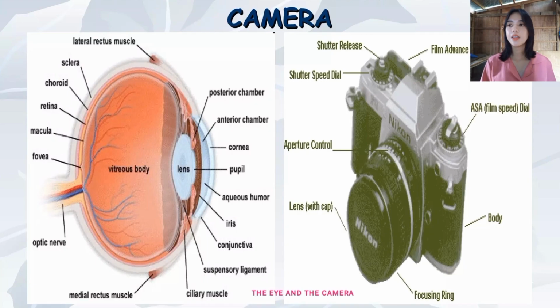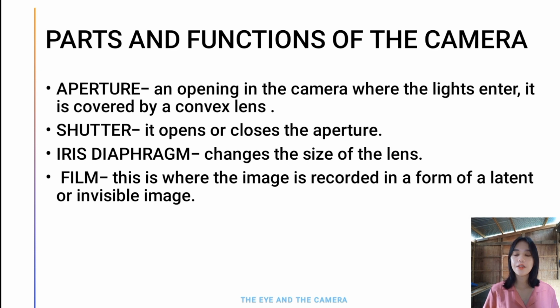This time, I'm going to discuss the parts and the functions of the camera. So there are four parts and functions of a camera. First is the aperture, second is shutter, third is iris diaphragm, lastly is film. When we say aperture, it is an opening in the camera where the light enters and it is covered by the convex lens. And also, aperture affects the amount of background blur in a photo.